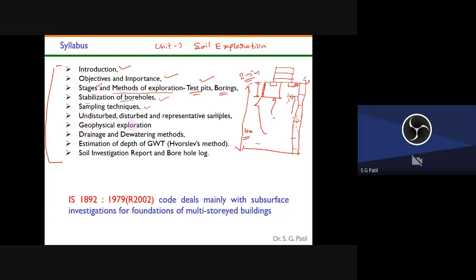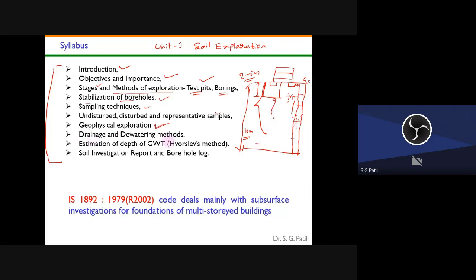Then we'll see some geophysical exploration. Instead of physically drilling a borehole and collecting a soil sample, since that is a very costly affair, we can do some geophysical tests. With some geophysical tests also we can assess the different types of soil in the ground.